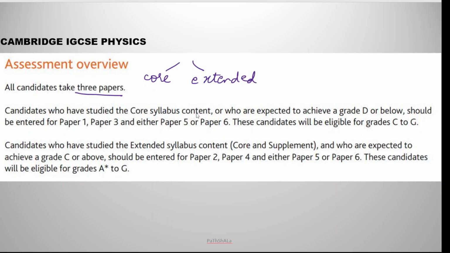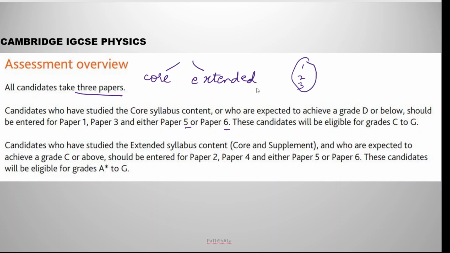So the candidates who have studied the core syllabus content or who are expected to achieve a grade D or below should be entered for paper 1, paper 3 and either paper 5 or paper 6. And these candidates will be eligible for grades C to G. What does it mean? You have to give 3 papers. Obviously, as I said, all the candidates, whether you have opted for core or extended, will appear for 3 papers. First, second and third, 3 papers.